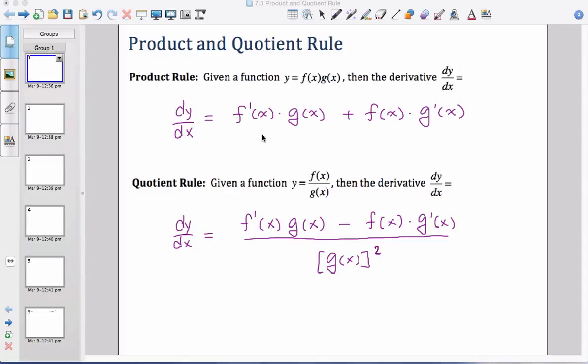So it's written, I memorize it this way. It's written a little differently in your formula booklet, and we'll talk about that in a second. The quotient rule is f prime times g minus f times g prime over g squared. So if you memorize the product rule this way, then there's a plus sign, and here it's a minus sign. That's the only difference, and you divide by the denominator squared.